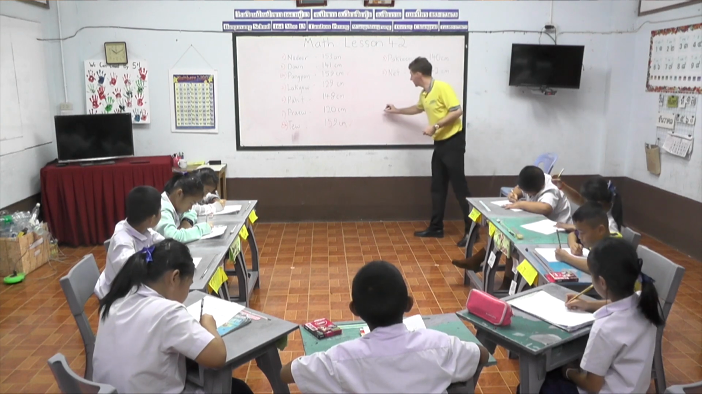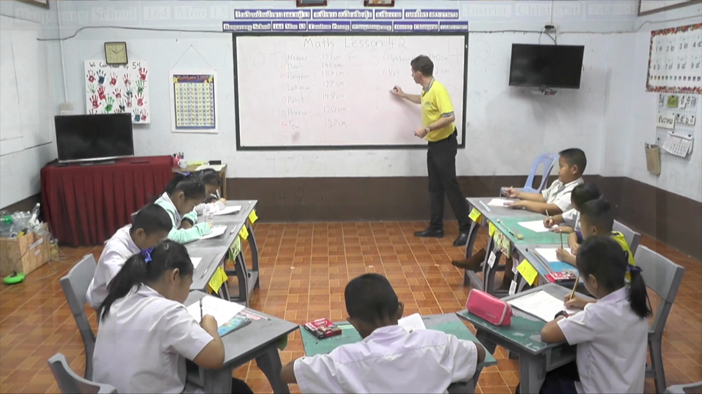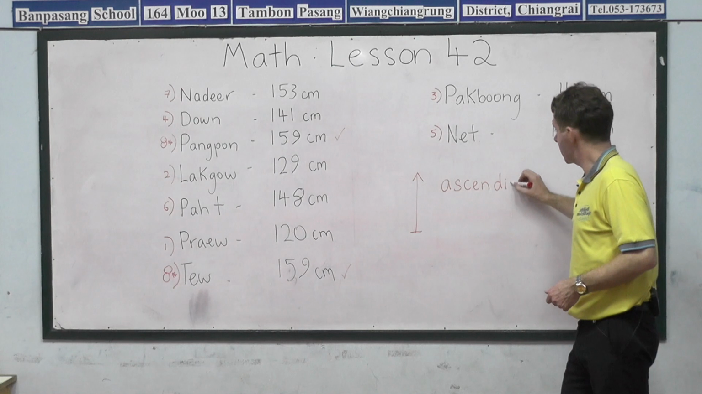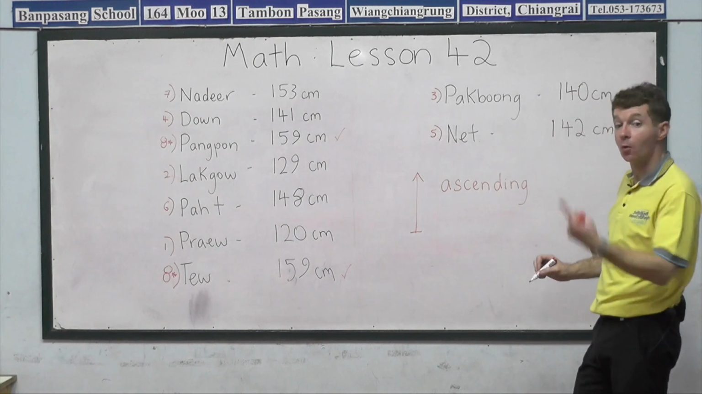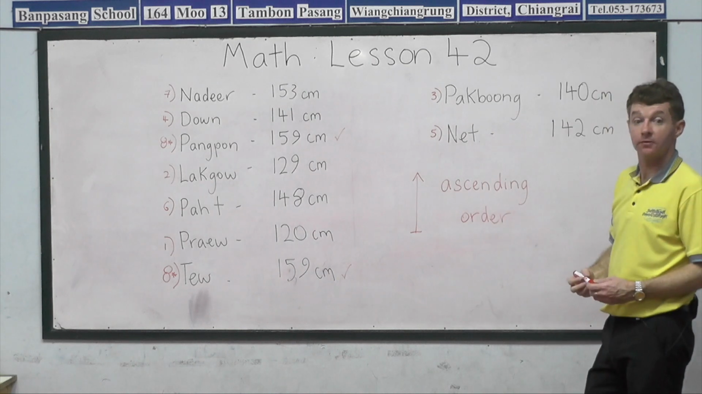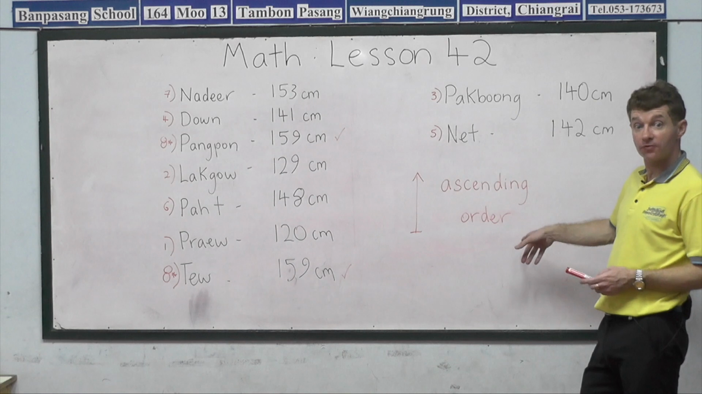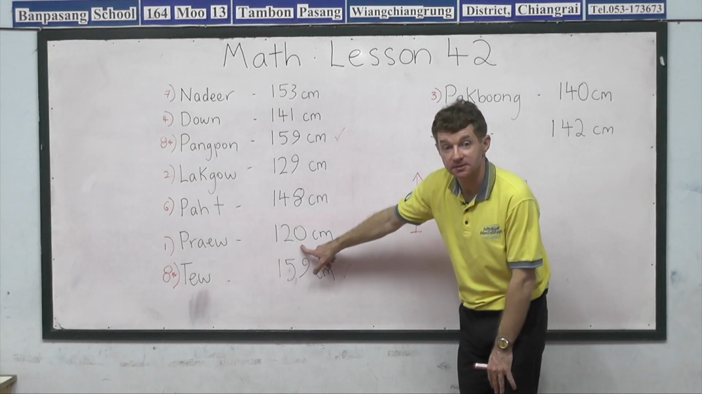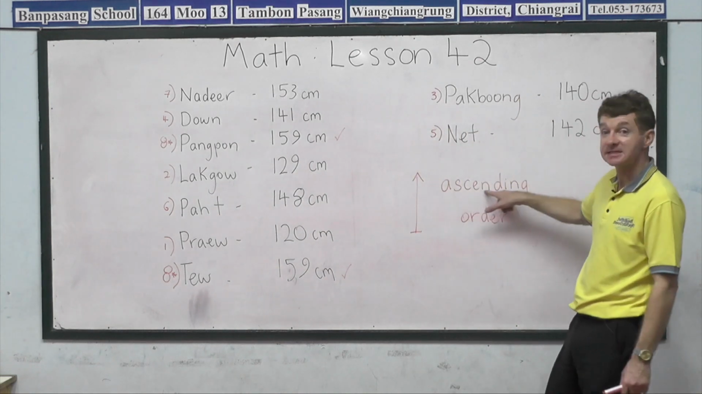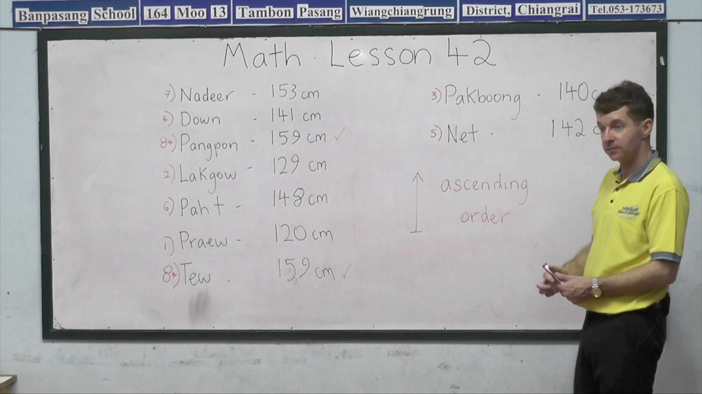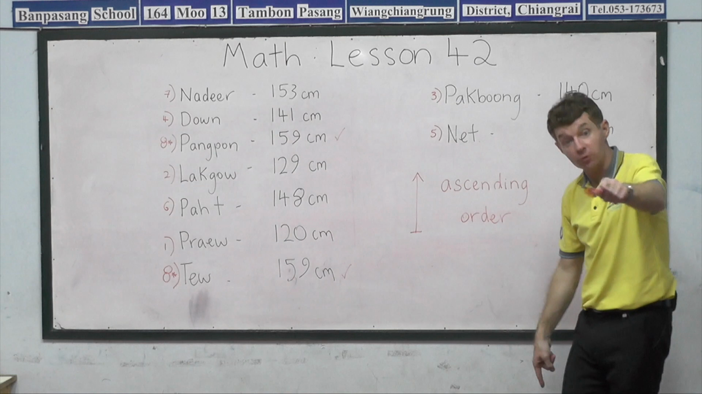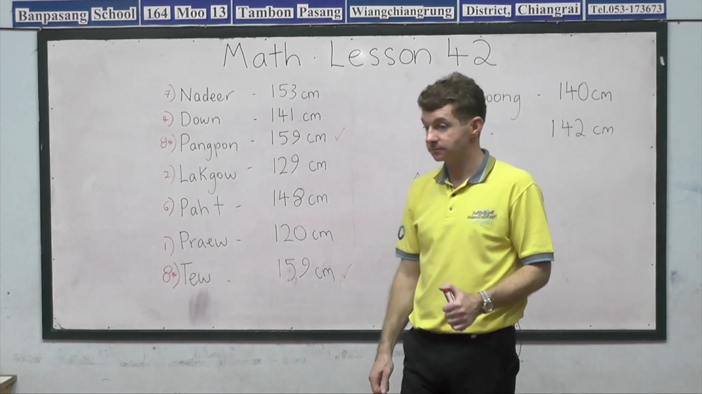And this is what we call, guys, remember when we go up? Ascending, go up, ascending order. Ascending order. We take the shortest and we work our way up. So we're going in ascending order. If we were to go down, that would be descending order. Excellent, guys.